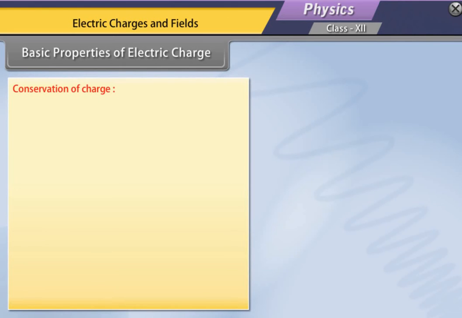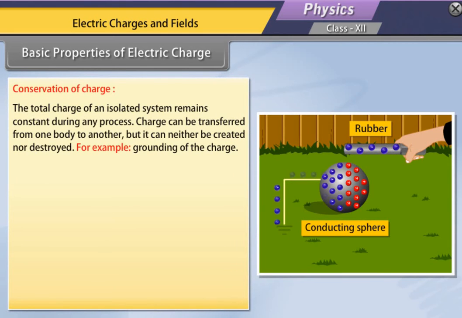Conservation of charge. The total charge of an isolated system remains constant during any process. Charge can be transferred from one body to another, but it can neither be created nor destroyed.